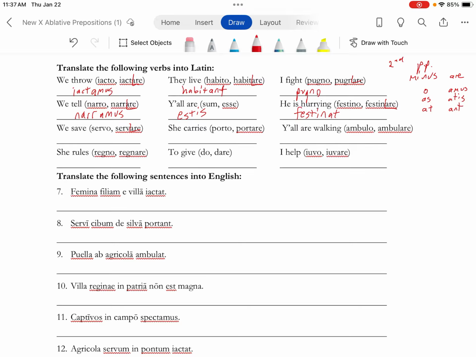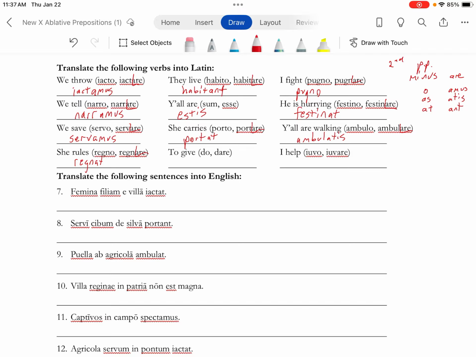We save. Second principal part minus the ARE, so servare becomes serv. And then we is AMUS. Servamus. She carries, second principal part minus the ARE. So portare becomes port. And the she is AT, so portat. Y'all are walking. Second principal part minus the ARE. I think you've got the pattern by now. So ambul, and ATIS for the y'all. She rules. All right, reg. And then the AT is going to be our ending there with she.